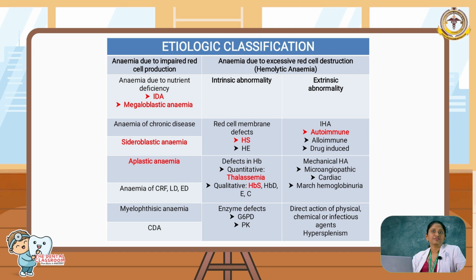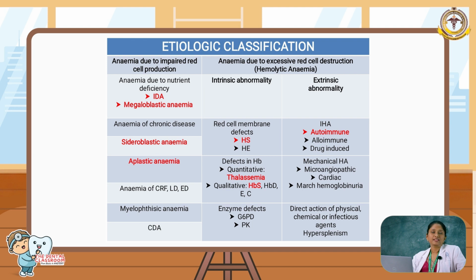Etiologically, we can classify anemias due to impaired red cell production or due to excessive red cell destruction. The most common anemias due to impaired red cell production are iron deficiency anemia and megaloblastic anemia. Hemolytic anemias are further classified as anemias due to intrinsic abnormality and anemias due to extrinsic abnormality. For anemia due to extrinsic abnormality, the prototype is autoimmune hemolytic anemia.